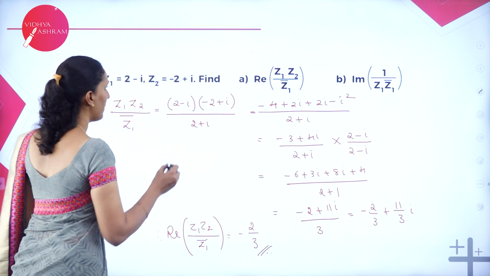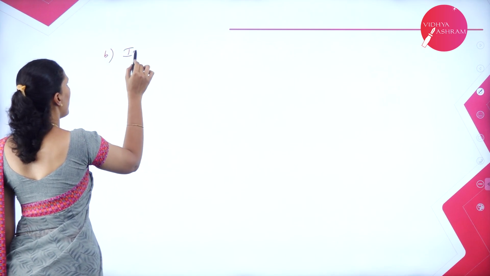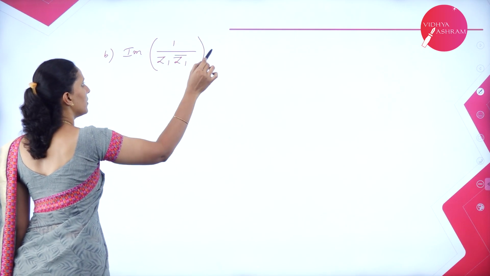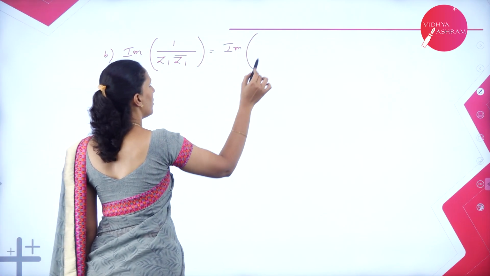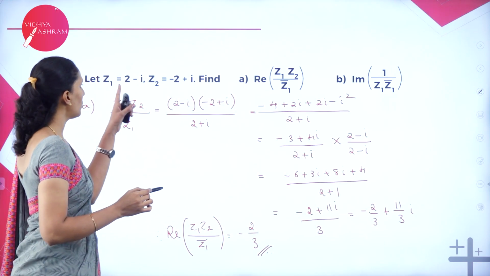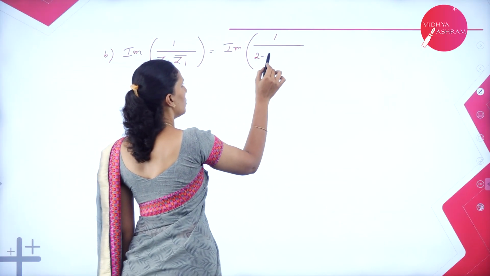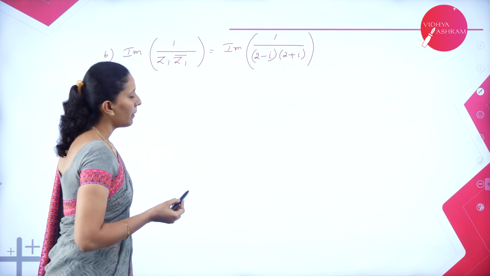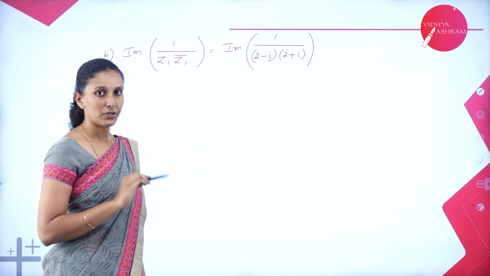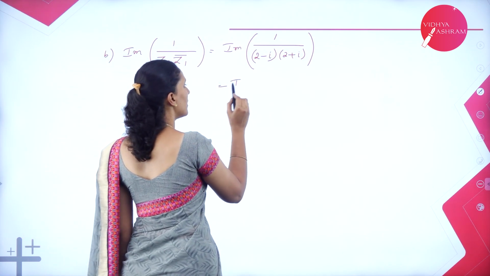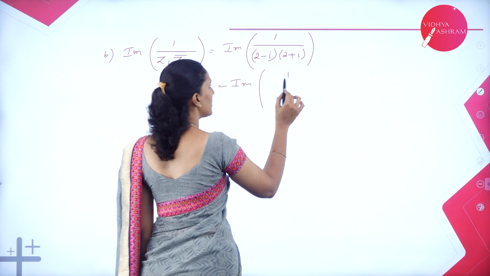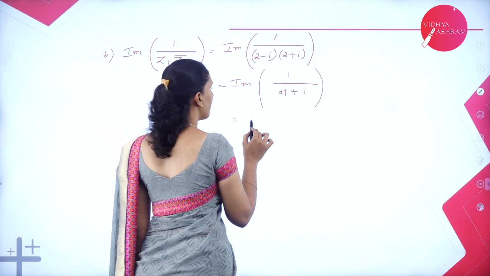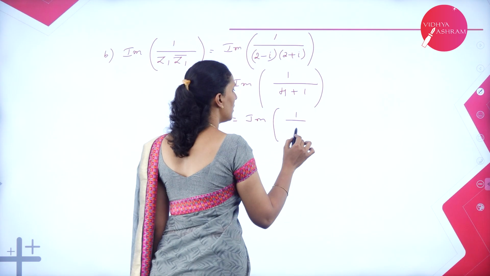Now let's see the imaginary part. So the imaginary part of 1 over z1 z1 conjugate. That is the imaginary part of 1 over (2 − i)(2 + i). So we know that (a + ib)(a − ib) can be written as a² + b². So this can be written as 2² which is 4 plus 1² which is 1. So we have the complex number 1/5.